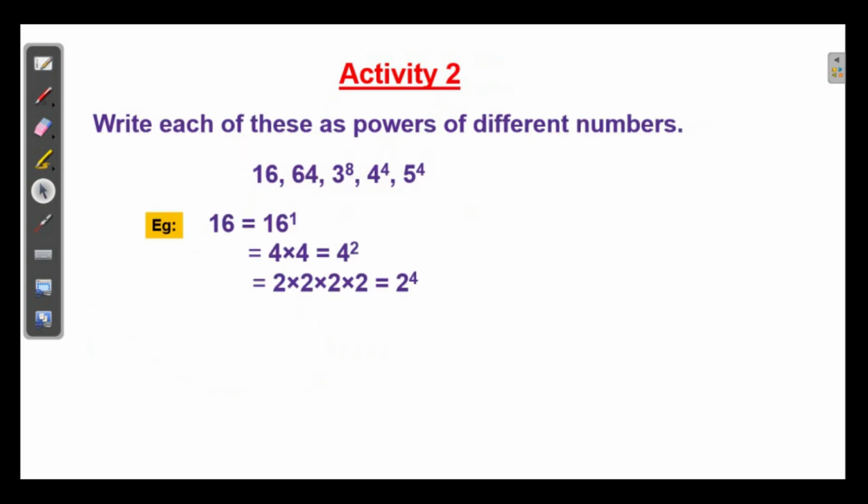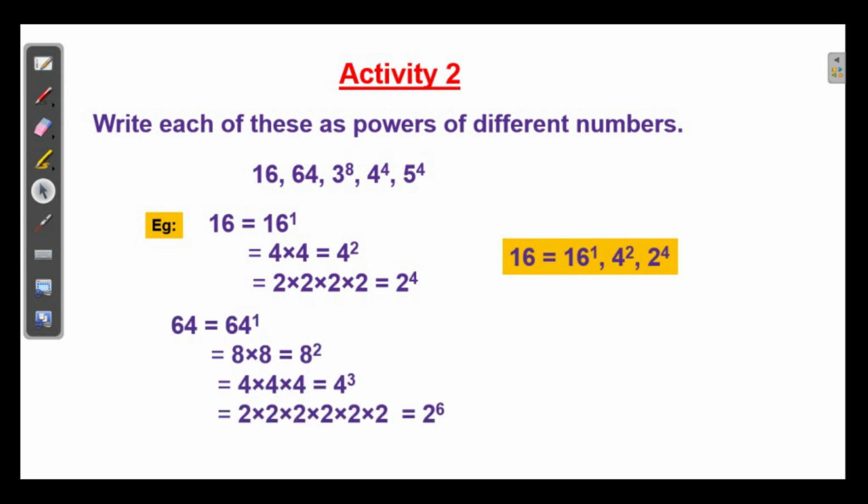Write each of these as powers of different numbers. 16. 16 is equal to 16^1. Then 16 we can write as 4 into 4, which is equal to 4 square. Again 4 is 2 into 2, 2 into 2, 4 times. So 2^4. So 16 is 4^2, 2^4. 64 is equal to 8 into 8, 8 square, or 4 into 4 into 4. 4 fours are 16, 16 into 4 is 64. So 4 cube. Again it is 2^6.